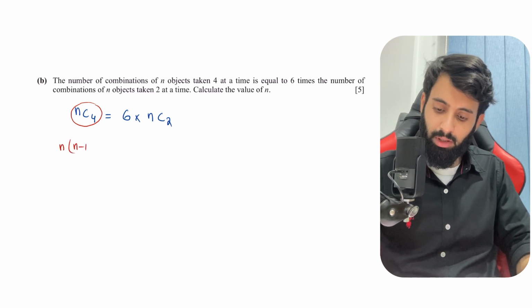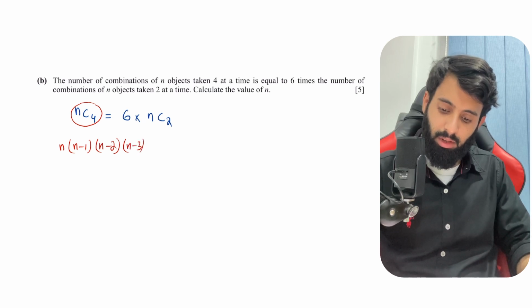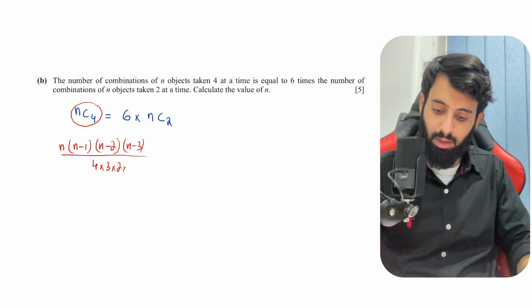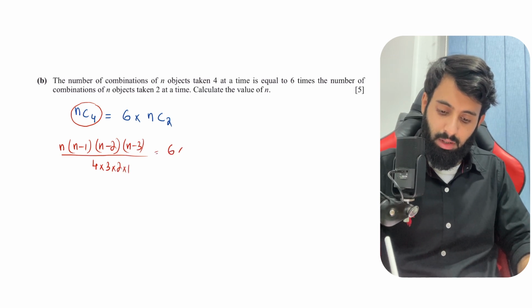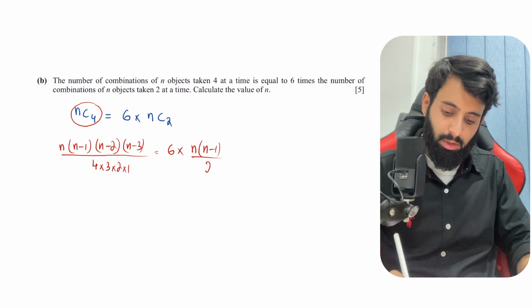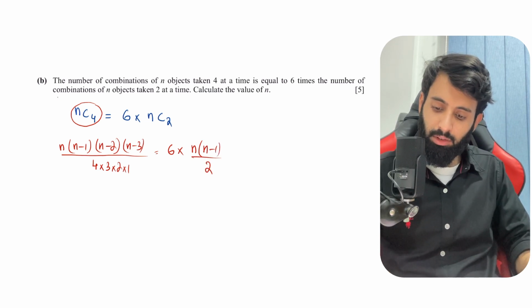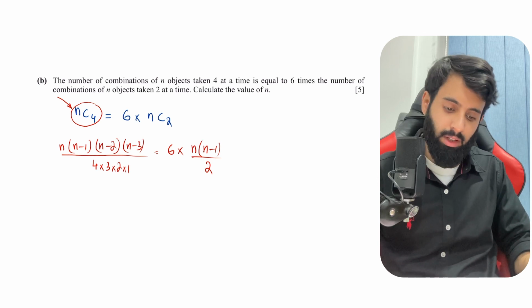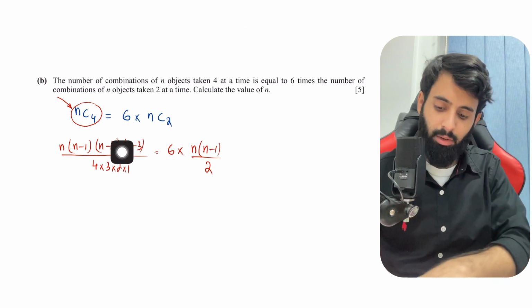n times n minus 1 times n minus 2 times n minus 3 divided by 4 factorial, which means 4 times 3 times 2 times 1, is equal to 6 times nC2, which means n times n minus 1 upon 2. Okay, so like I said, you should know how to expand nC4 without using a calculator. And how do you do that? I'll just give you a quick overview.